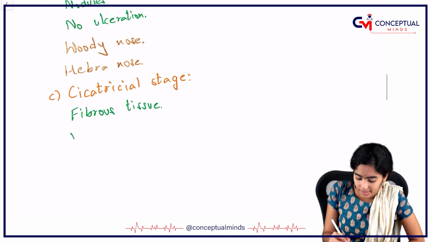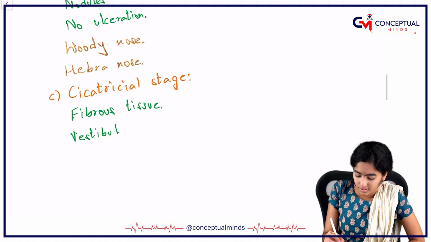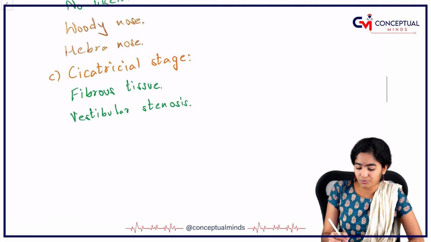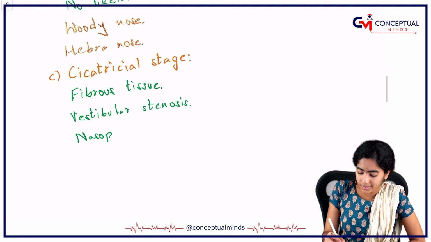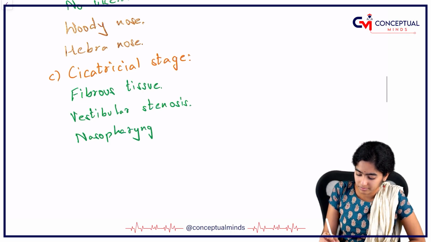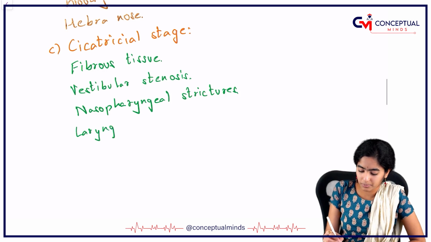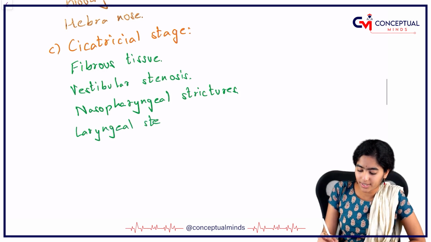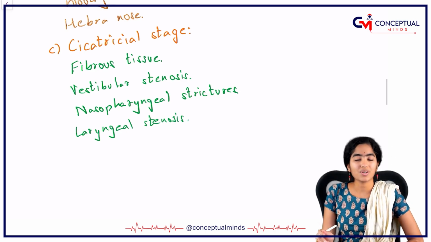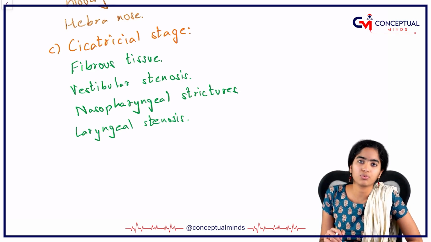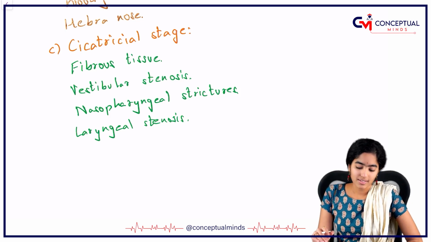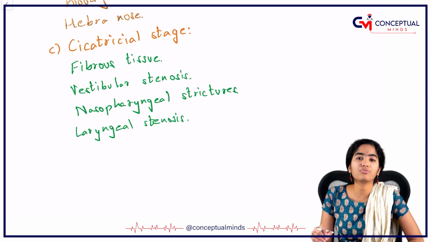Along with that, we find vestibular stenosis, narrowing of the external nares, strictures are formed, nasopharyngeal strictures, and even laryngeal stenosis could occur, as this disease is extending right from the nose up to the bronchi. Nose, nasopharynx, larynx, all of them can get involved. So these are the features seen in the cicatricial stage of Rhinoscleroma.